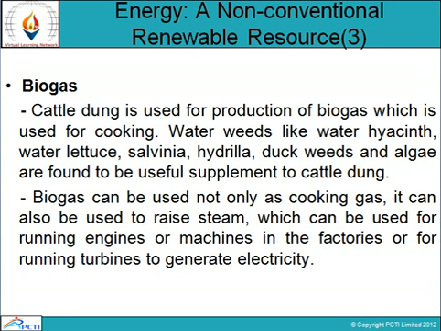Cattle dung is used for the production of biogas, which is used for cooking. Water weeds like water hyacinth, water lettuce, salvia, hydrilla, duckweeds, algae are found to be useful supplement to the cattle dung. And biogas can be used not only as cooking gas, it can also be used to raise steam, which can be used for running engines or machines in the factories or for running turbines to generate electricity.